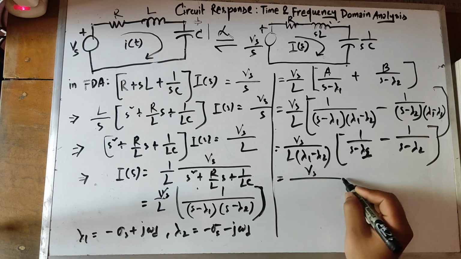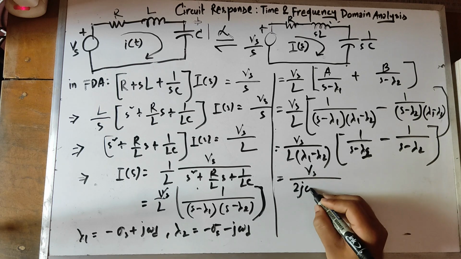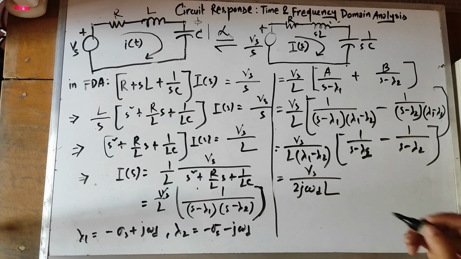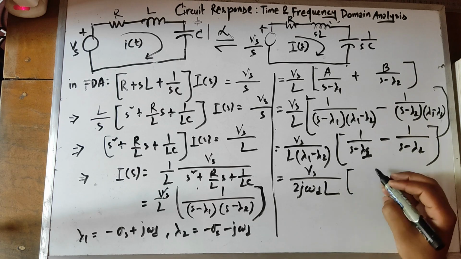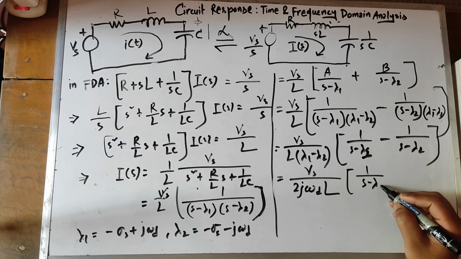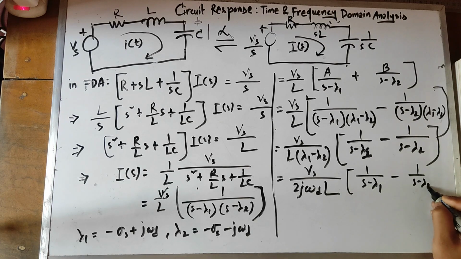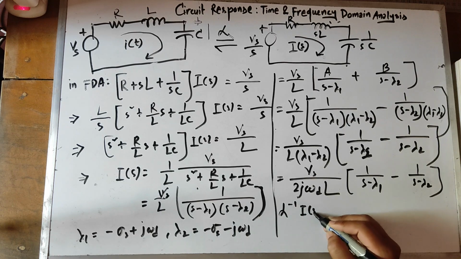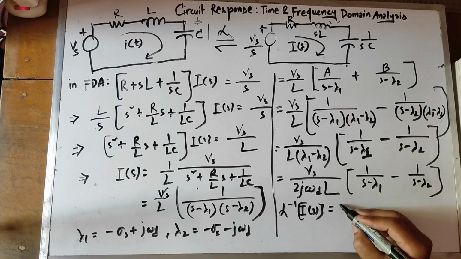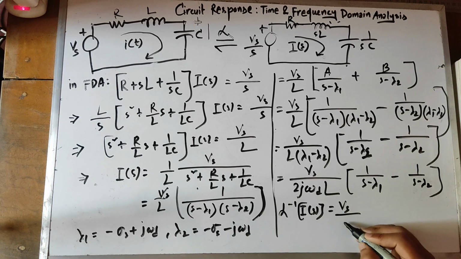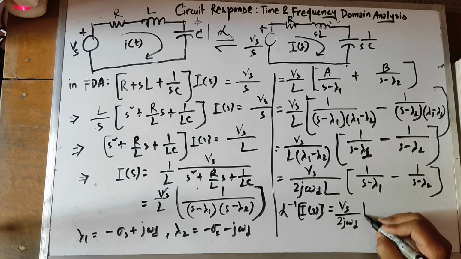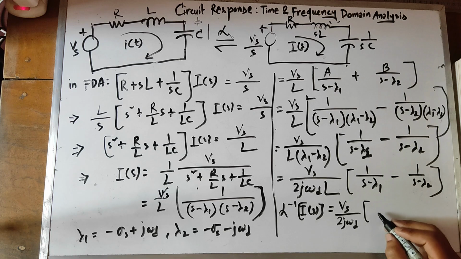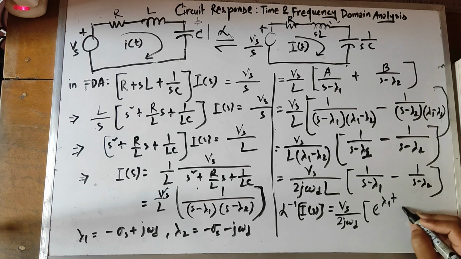So Vs by 2j omega dl, and 1 by s minus lambda 1 minus 1 by s minus lambda 2. If I take the inverse Laplace of the current response, it will basically be 2j omega d, e to the power lambda 1t minus e to the power lambda 2t.